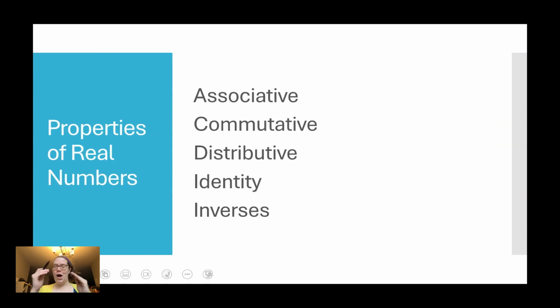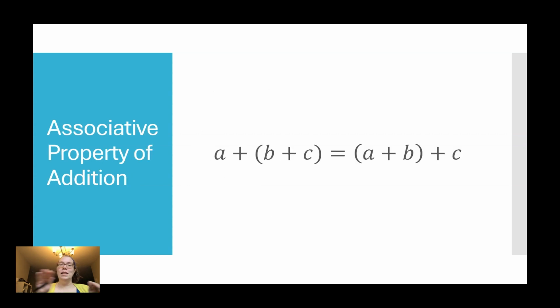Real numbers have these properties we're going to go over together: the associative property, commutative property, and distributive property. They also have identities and inverses that are different depending on the operation we're using. So the associative property, when we're talking about addition, looks like this. I can put in groups, and if everything is addition, it doesn't matter where I put in that grouping, those parentheses. If everything's addition, moving that grouping isn't going to change the value of my problem.